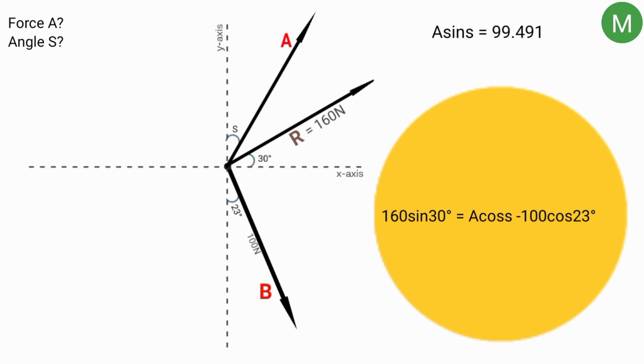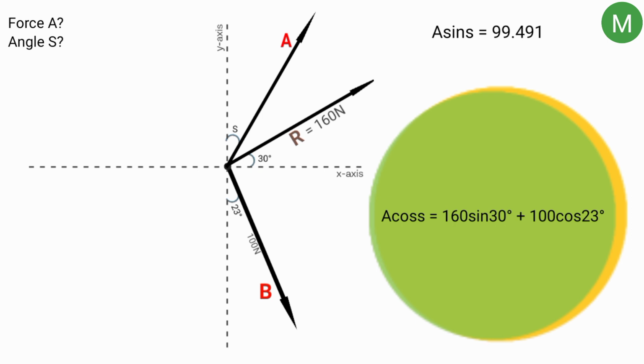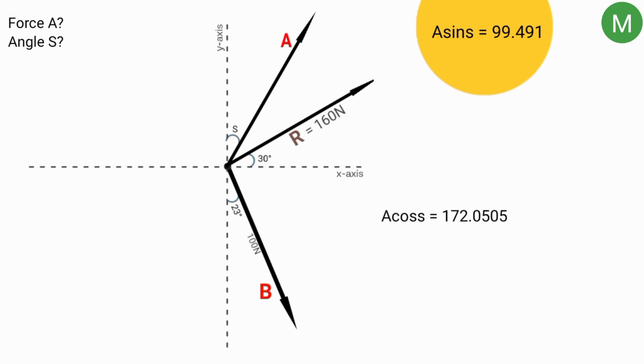Making A cos S the subject, A cos S equals 160 sine 30 degrees minus open bracket minus 100 cos 23 degrees. Here minus times minus is plus. So A cos S equals 160 sine 30 degrees plus 100 cos 23 degrees, which is 172.0505. So A cos S now equals 172.0505. And here we have A sin S equals 99.491.